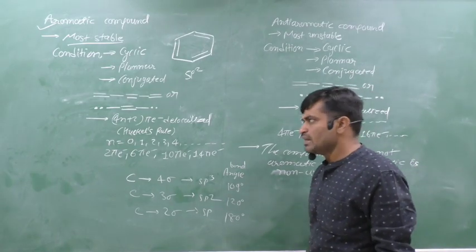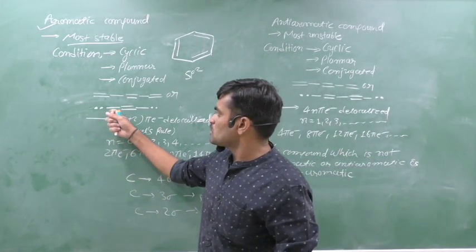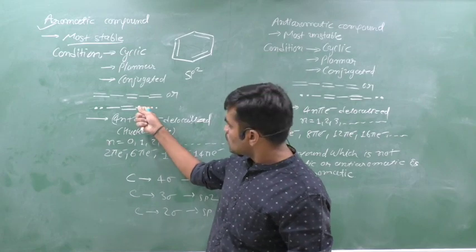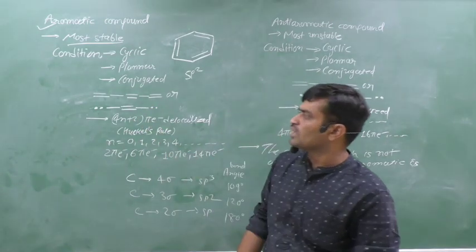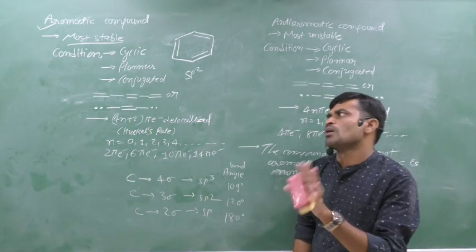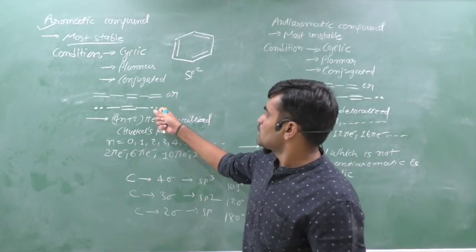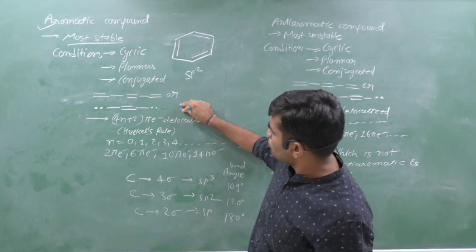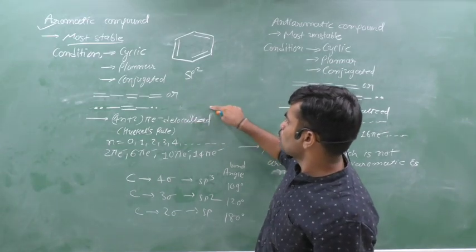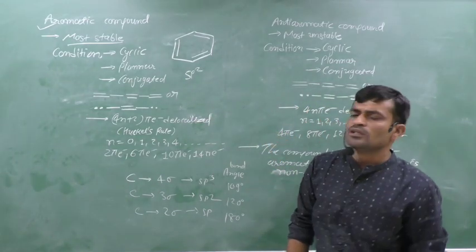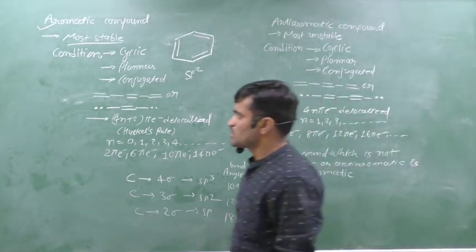Or in any compound, lone pair, sigma bond, double bond, single bond, lone pair, means that you can consider a lone pair as a double bond. Again a single bond, again a double bond, single bond, double bond, single bond, lone pair. Such a system you can call a conjugated system.